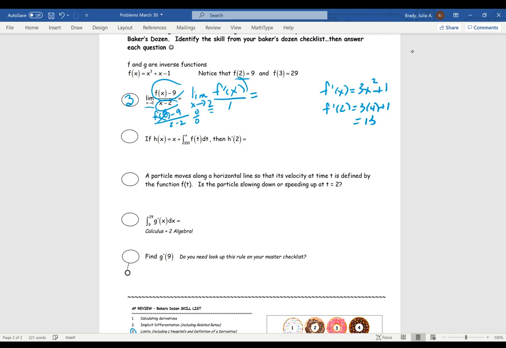So I can actually evaluate this now by 2 algebra skills. I can put this into the function. So this is 13 over 1, which is 13. Okay, let's look at the next one.